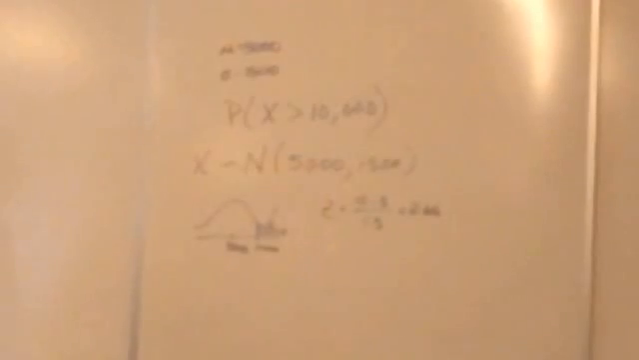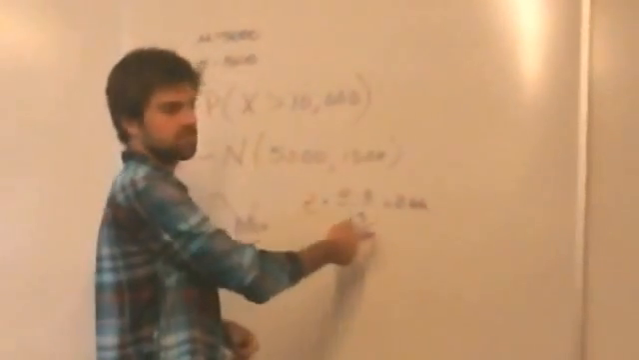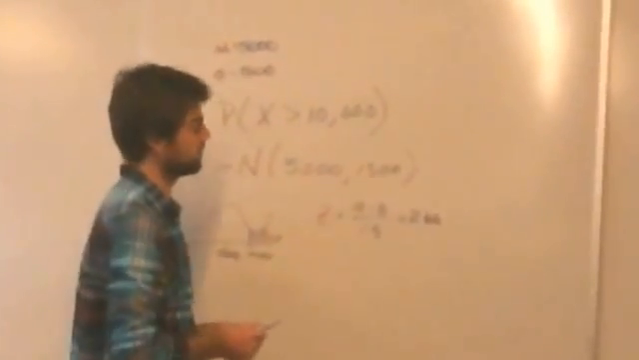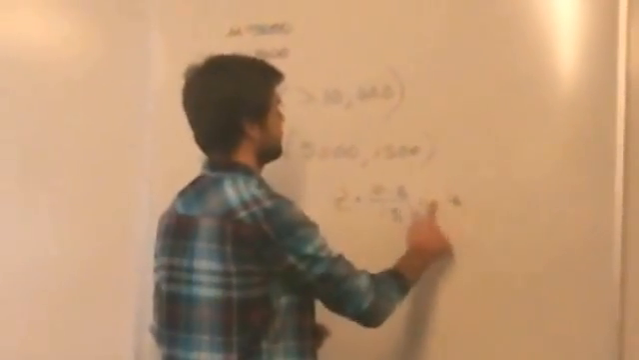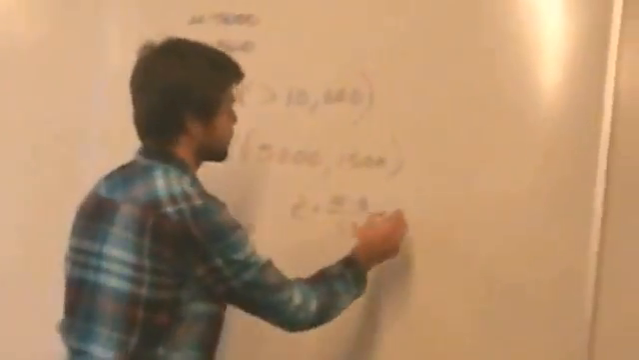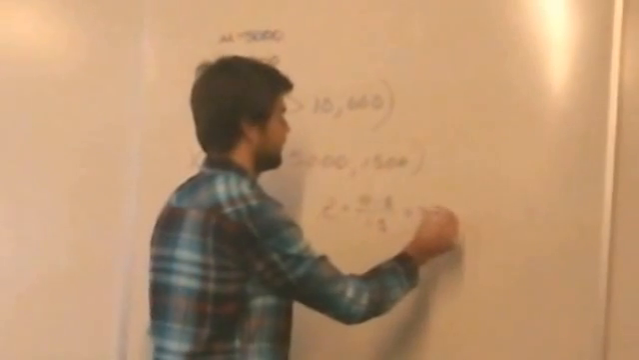And then, where do we go from there? Sorry, why is it 10,000 minus 5,000 rather than 1,500? Yeah, I just moved the decimal places. You should get the same answer. So you could do 10,000 minus 5,000 divided by 15. I got 3.33. Yeah, it's 3.33 no matter how you do it. Okay, so this should be 3.33.